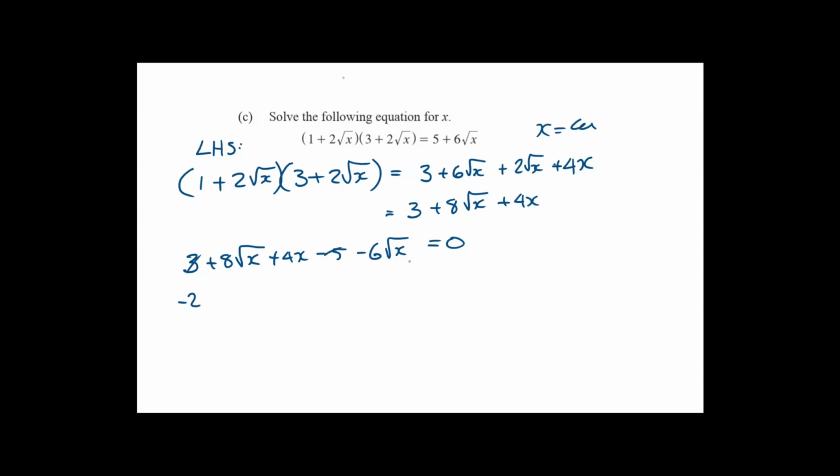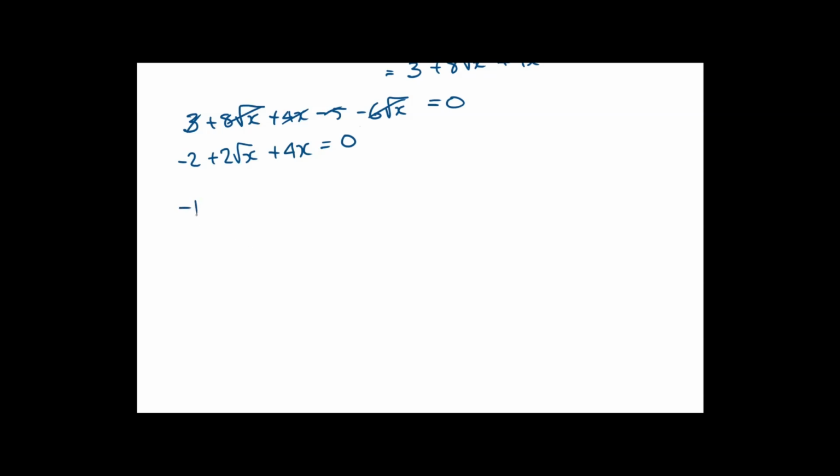8 square root x minus 6 square root x is 2 square root x plus 4x equals 0. That's been taken care of. Can we simplify this a little bit? Well, let's divide by 2. That's going to make our life a little bit easier. So negative 1 plus the square root of x plus 2x equals 0.